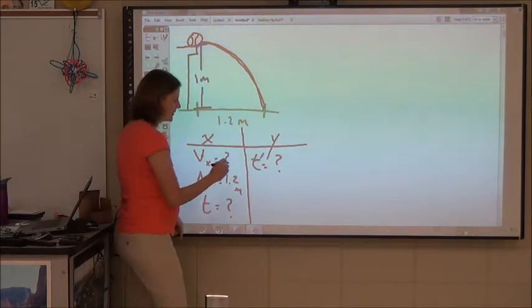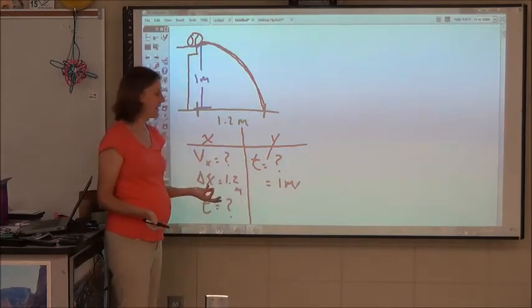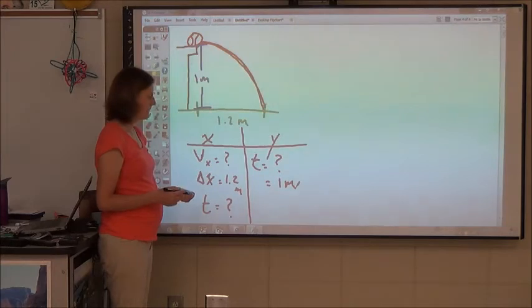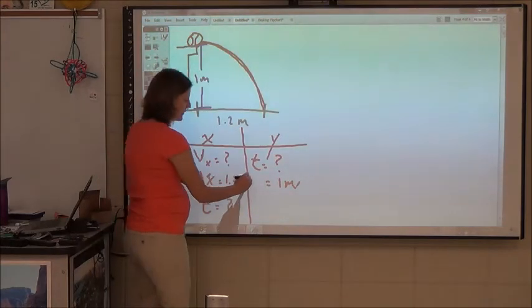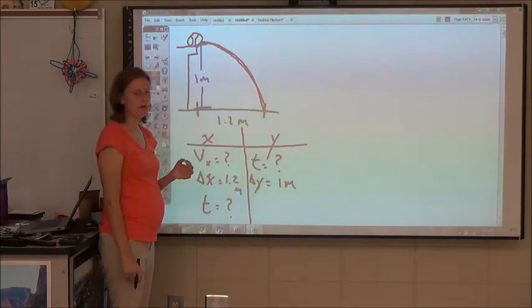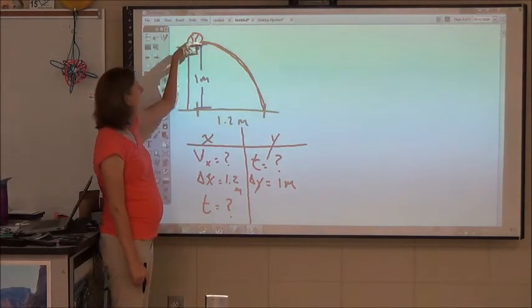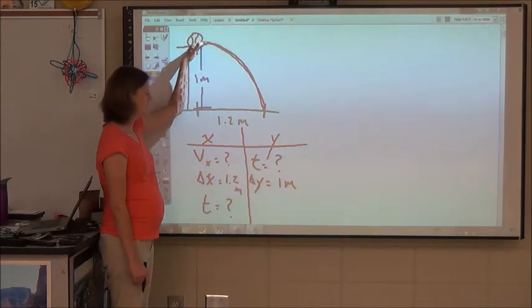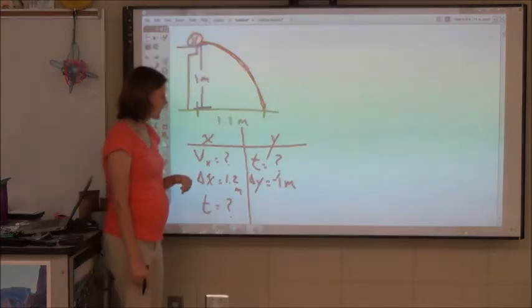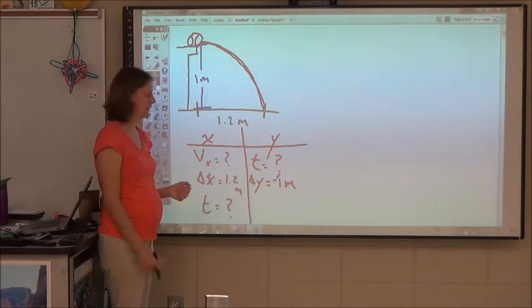Well, I've got this 1 meter. That is clearly a displacement, meters, distance. I'm going to call it delta y. But I do need to be a little careful about signs. You know, was it up or was it down? Well, it fell down 1 meter. Its displacement was negative 1 meter. And that looks like all the information I know vertically.